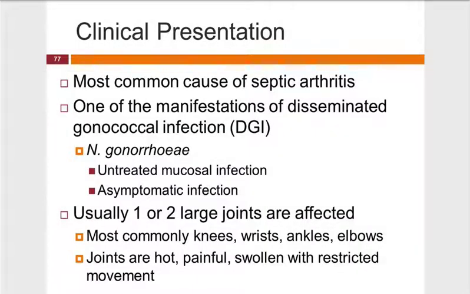Finishing up with gonococcal septic arthritis: it is the most common type of septic arthritis that you're going to see, and it's just one of the manifestations of disseminated gonococcal infection, right? This usually comes after the rash is gone and the joint pain, myalgias and arthralgias. It's usually going to be a single large joint, like knees, wrists, ankles. So if you see a young sexually active patient presenting with a single septic joint, it's Neisseria gonorrhoeae unless proven otherwise.